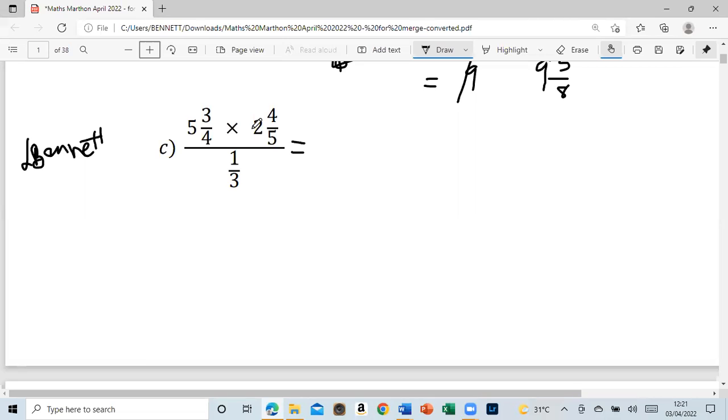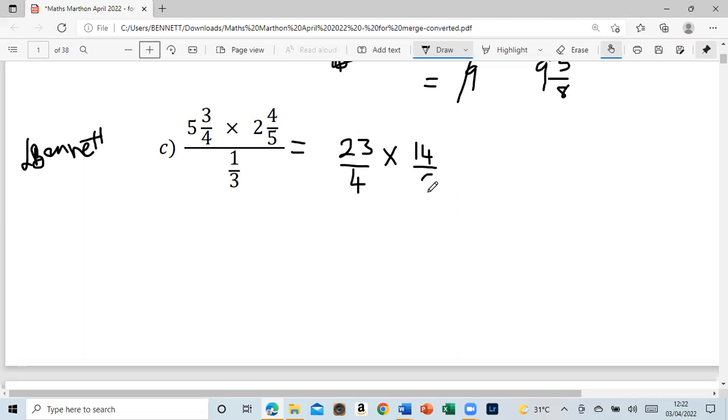All right, so we just multiply the top and then we do the bottom, right? So it's 5 4s are 20, so that's 23 over 4. Everyone should be comfortable with this now, right? And then we say 2 5s are 10, 10 plus that will give us 14 over 5.